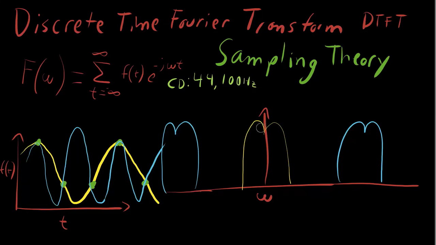Your MP3 files are similarly sampled at something like this. Sometimes they'll be at 44,100, they call that CD quality. Otherwise, they'll be sampled at 22,000, or sometimes they'll go even crazy at like 96,000. Really high-end audio equipment can sample at 96,000 hertz.